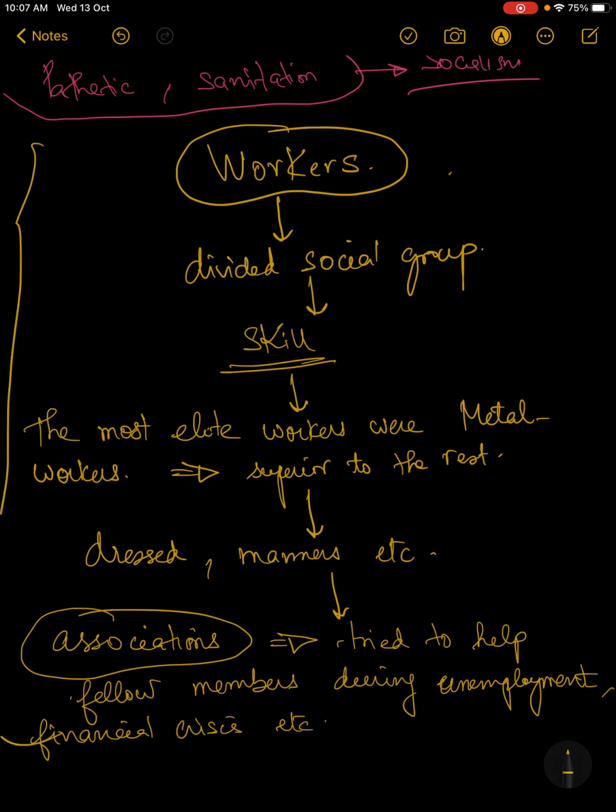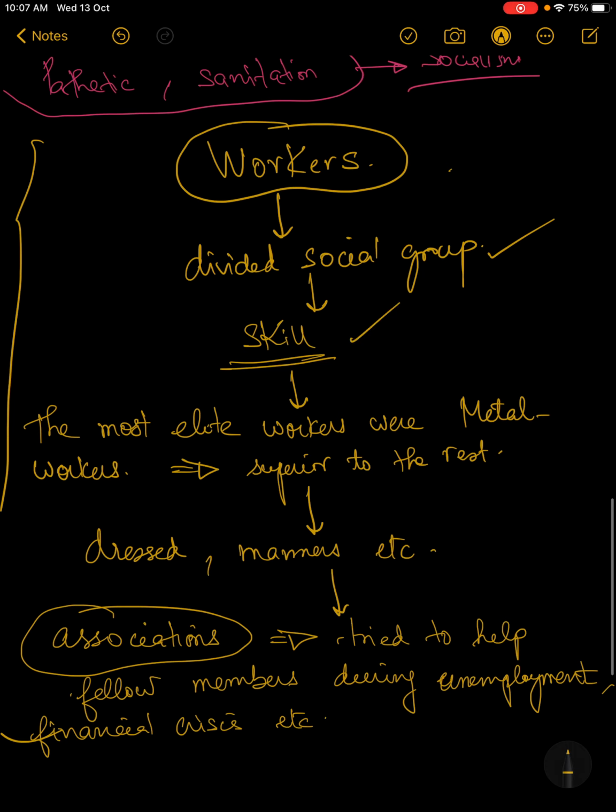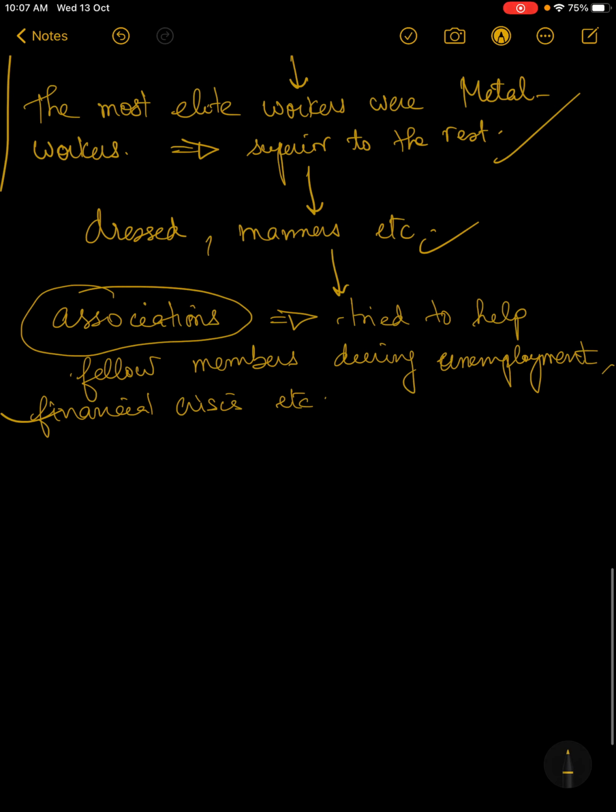So if somebody asks you, can you comment on the hierarchy or the division between workers in the Russian industrial setup, then of course you would be able to say that yes, they were a divided social group. They were divided on the basis of skill. Most elite workers were the metal workers. There was also differentiation on the basis of dress, clothing, manners, etc. So you get the point.